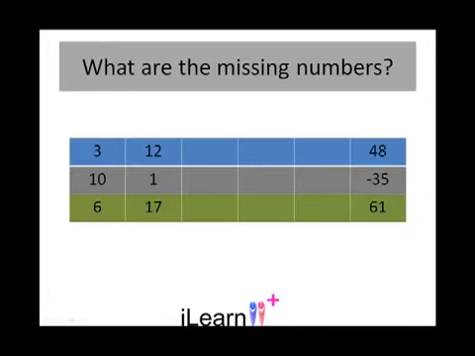What are the missing numbers? Have a look at these sequences and see if you can work out what the missing numbers are. The first line: 3, 12, and it ends with 48. See if you can work it out.